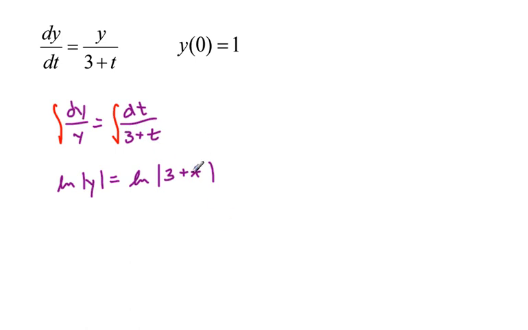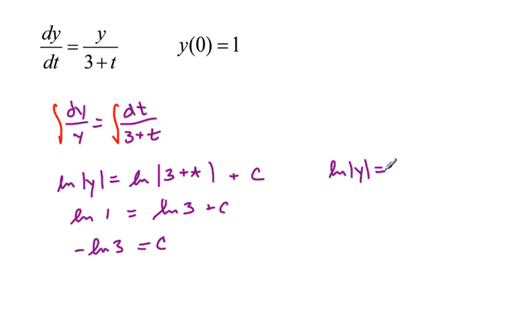If I were to take the derivative of this as a good way to check, I would say, oh, okay, 1 over 3 plus t times the derivative of the inside is 1, and yeah, that works just fine. So no extra work there, and I also need my plus c. All right, we'll put in our information. So y is 1, x is 0, and we know that natural log of 1 is 0, so c equals the negative natural log of 3. So now we've got natural log of y equals the natural log of 3 plus t minus natural log 3.